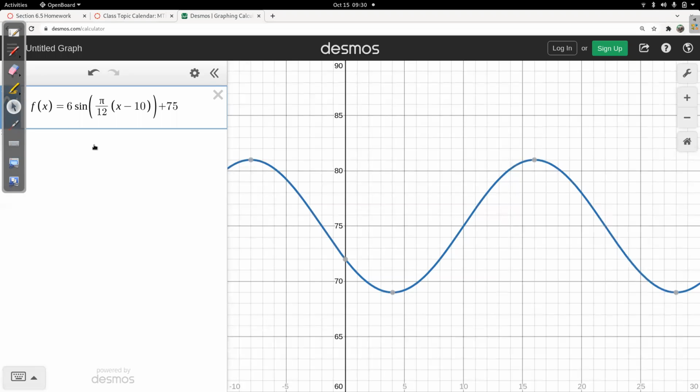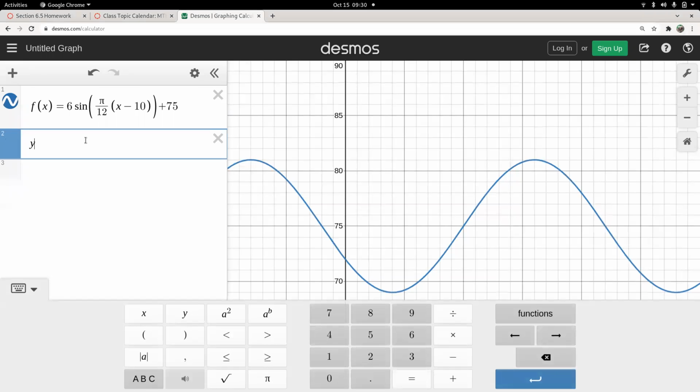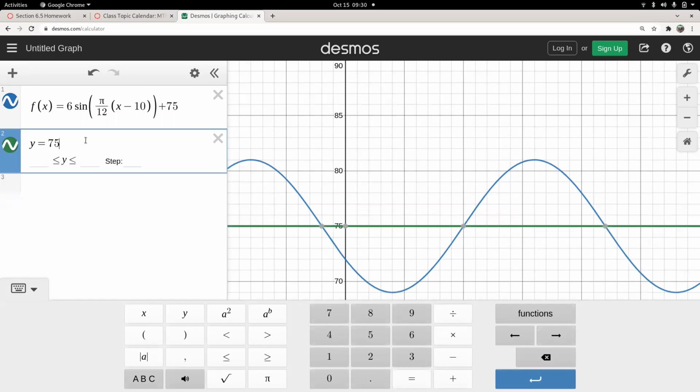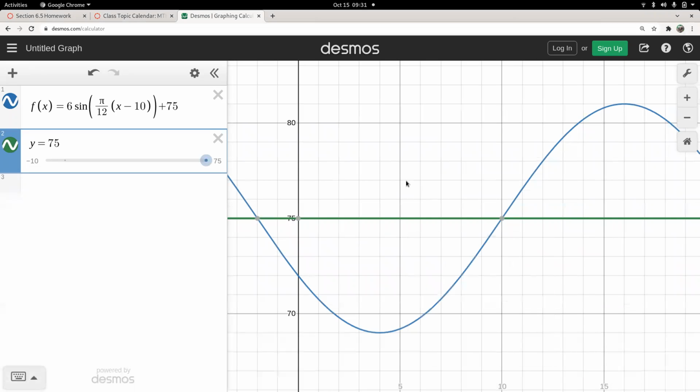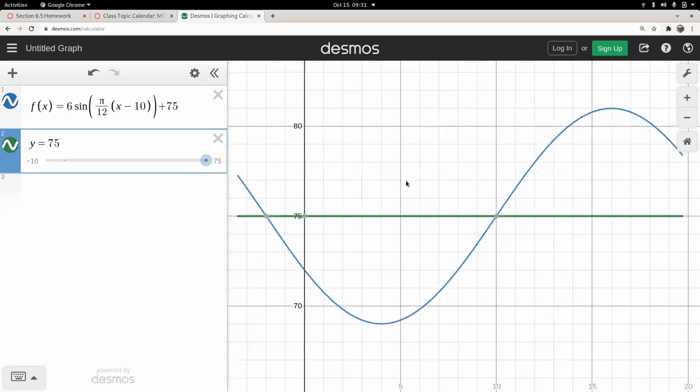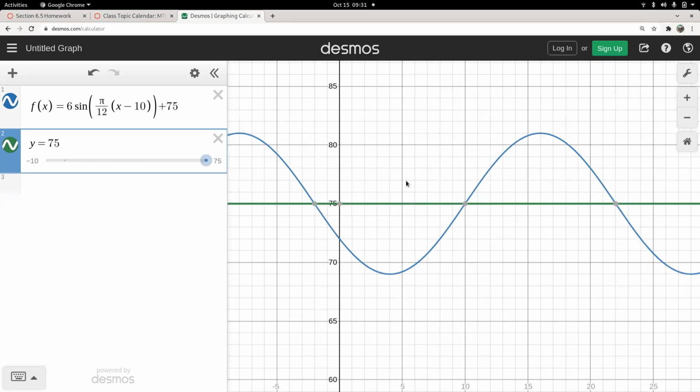All right, how did we do? Well, let's graph the midline too. We think the midline should be y equals 75. So there's that one. So the minimum should occur, whoa, I didn't mean to zoom. Stop it. Oh, sorry, my touchpad's going crazy on me here.